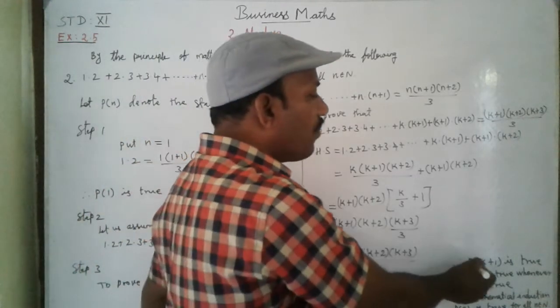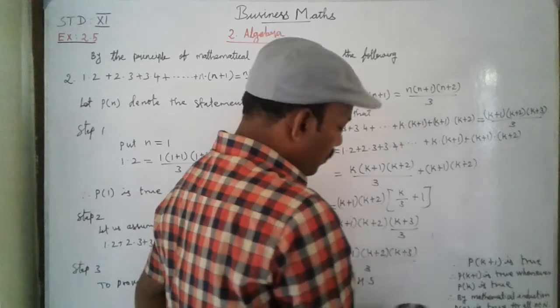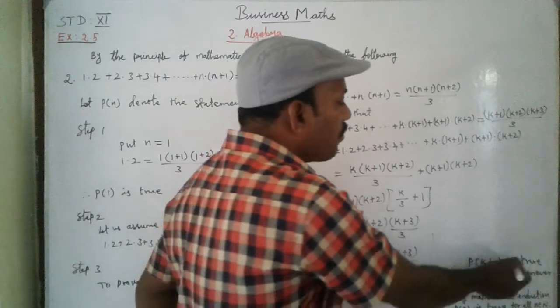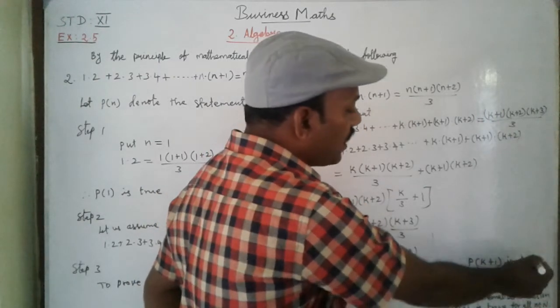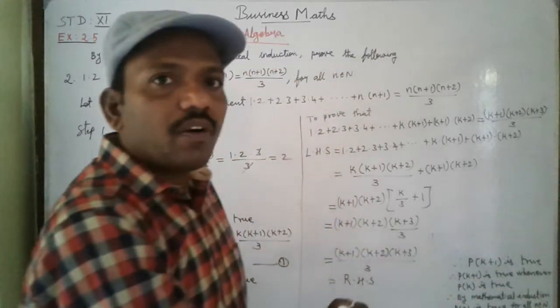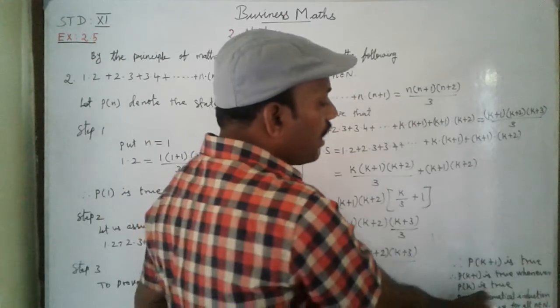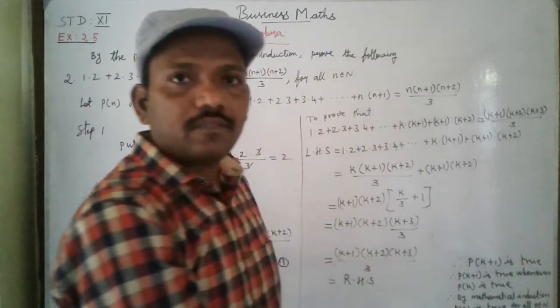Therefore P of k plus 1 is true. Why? LHS equals RHS. So P of k plus 1 is true. Therefore P of k plus 1 is true whenever P of k is true. If P of k is true, then P of k plus 1 is true. By mathematical induction, P of n is true for all n belongs to N. That's all.